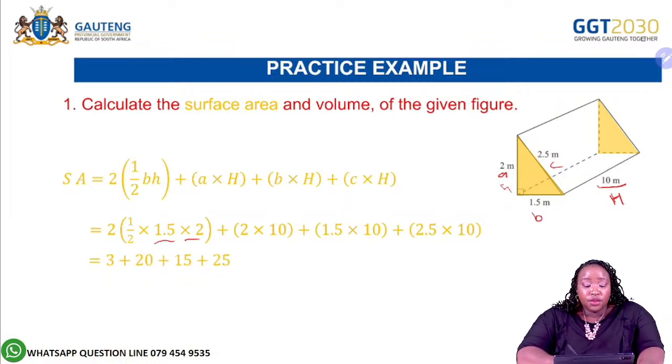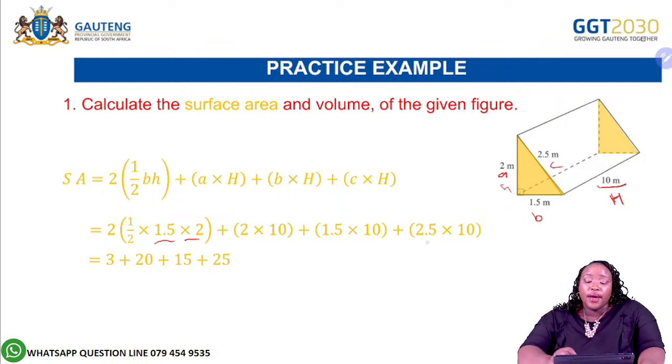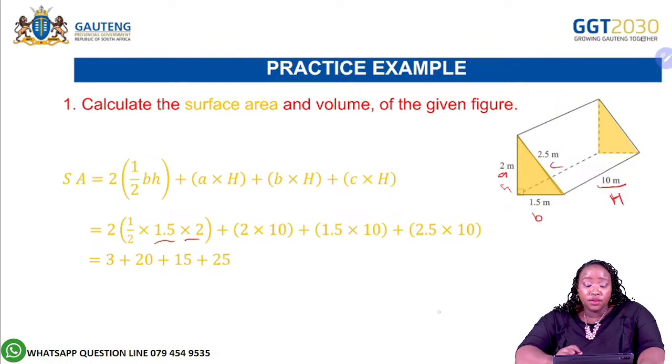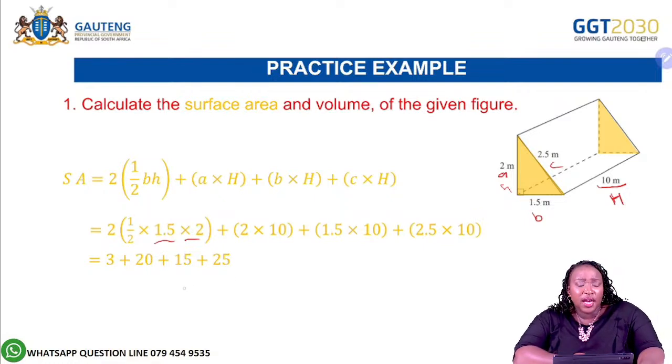Once you've substituted that, you are going to just simplify each of your brackets. 2 times 10 gives you 20. 1.5 times 10 will give you 15. And 2.5 times 10 will move the comma one place to the right, so you get 25. And you have a half times 2 there. That gives you 3. So from here, you just add all of these and you get 63 meters squared.